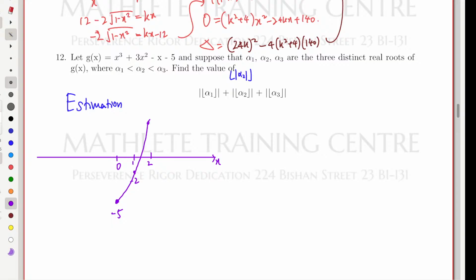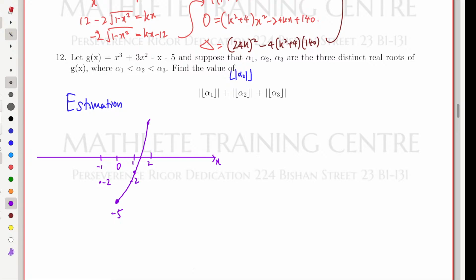Let's calculate the value at negative 1. At negative 1, it is minus 1, minus 3, plus 1, minus 5. Wait, no, sorry, minus 1, plus 3, plus 1, minus 5. So actually, it's going to be negative 2 as well. Sorry about that. And then what about the value of x at negative 2?